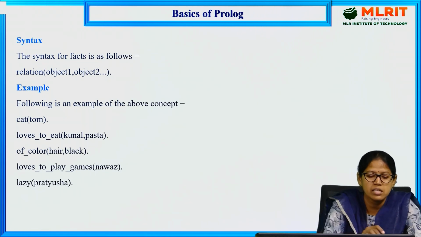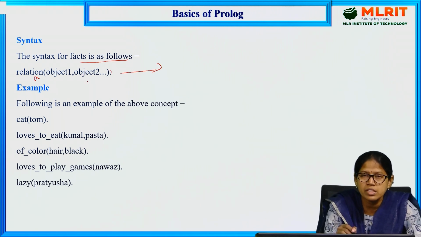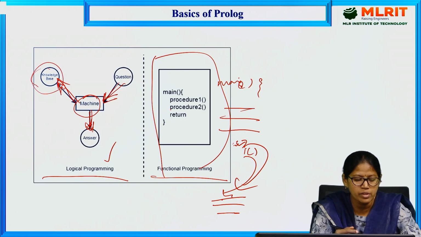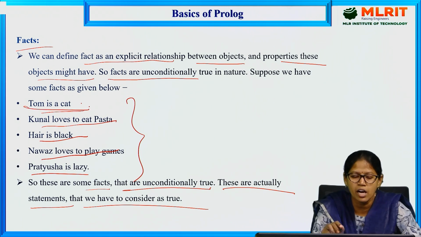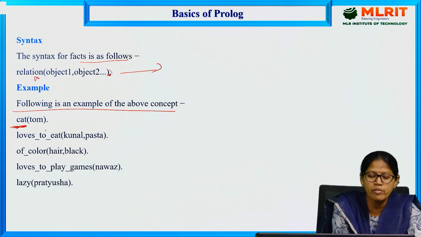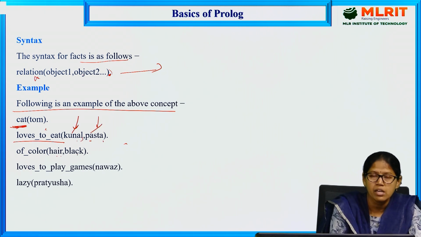Let's see the syntax. The syntax for a fact is the relation first, followed by object 1, object 2, and so we can write a number of objects enclosed within parentheses and end with a period. Following is an example of the above concept, whatever we have discussed here. Tom is a cat. How will we write? First the relation should appear, that is cat of Tom. Next, Kunal loves to eat pasta. Loves to eat is the relation, Kunal comma pasta. Kunal is an object, pasta is an object.